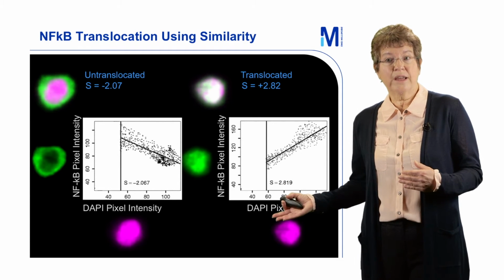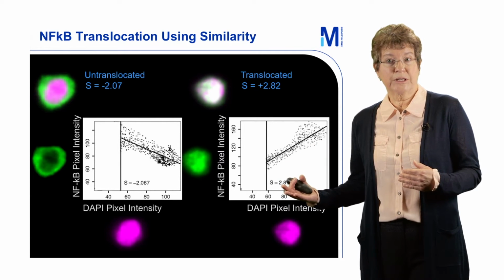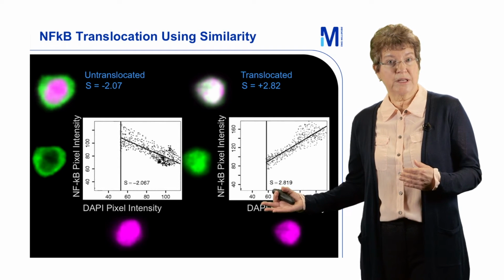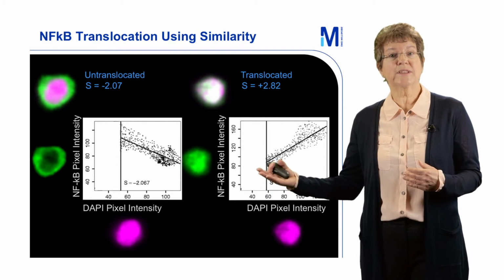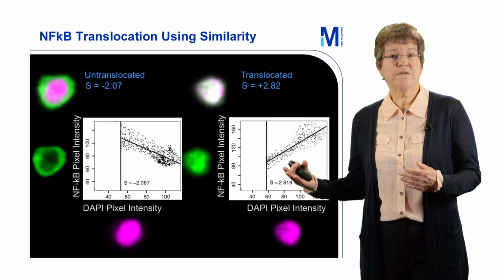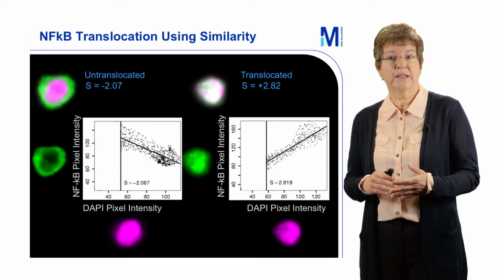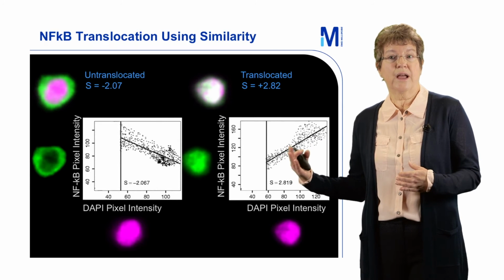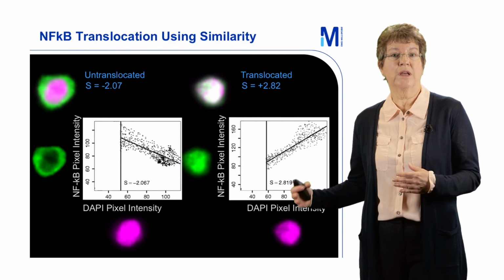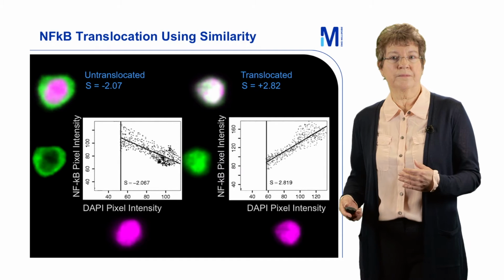The cell on the right has a positive correlation. As the DAPI intensity is getting brighter in a pixel, so is the NFkB. So that quantifies the co-location of the NFkB and the DAPI. And this cell had a very high positive score, highly translocated.